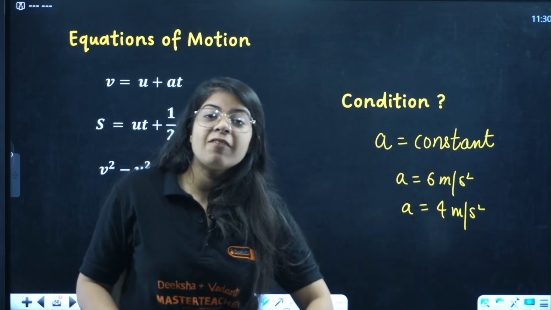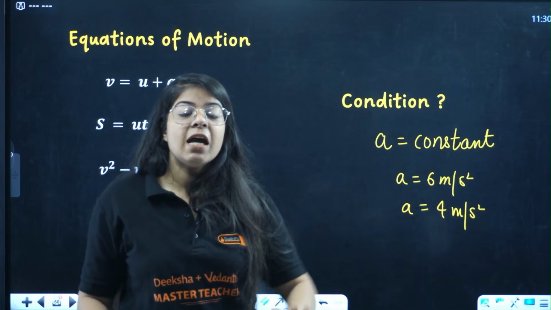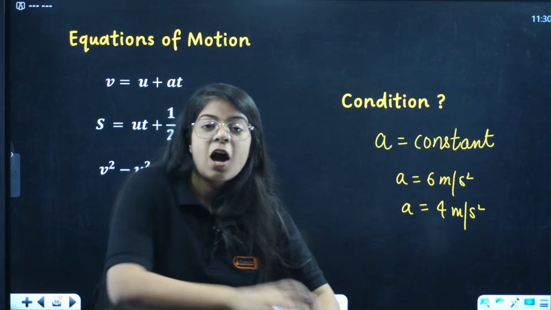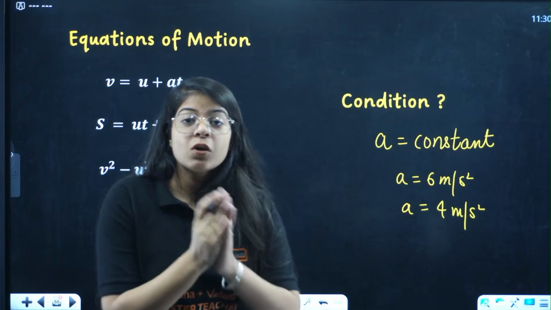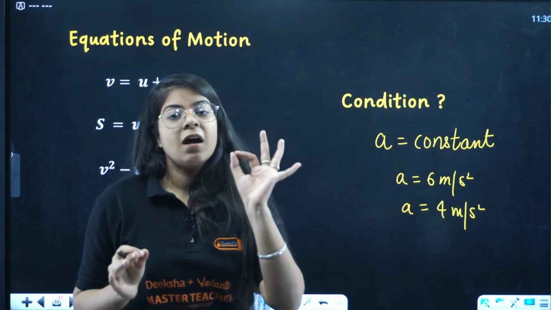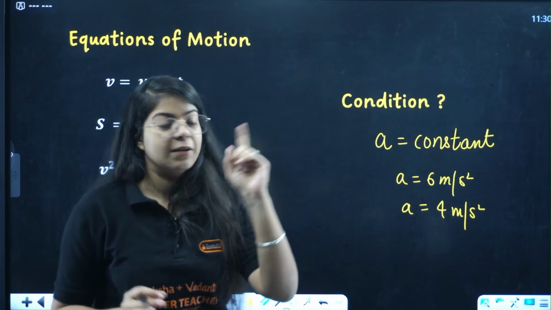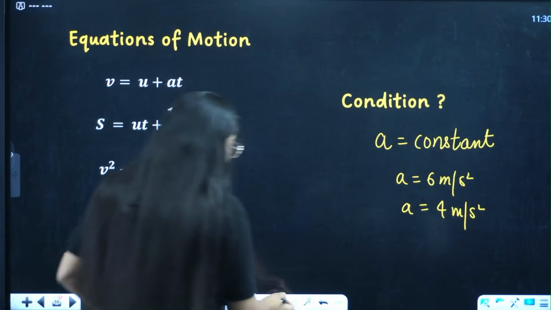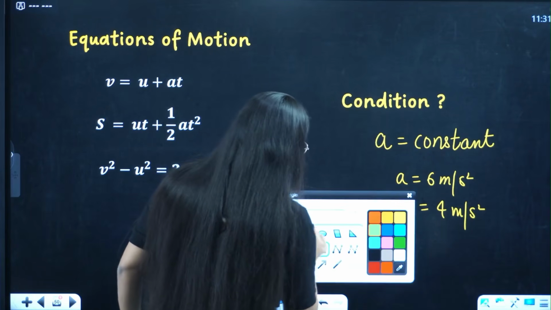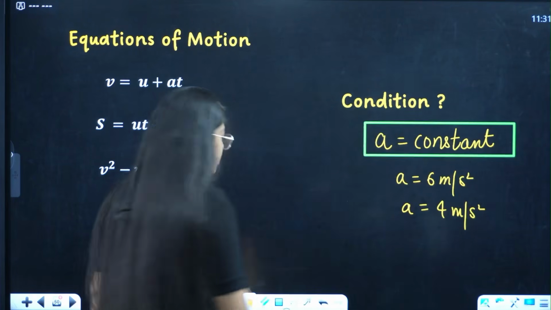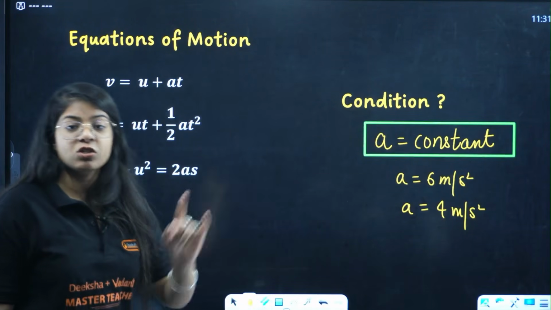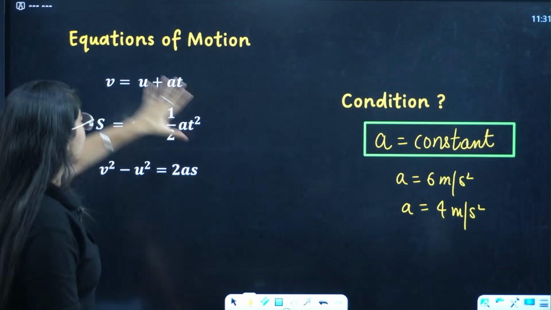You shouldn't have a case where acceleration was 6 meter per second square, and after 2 seconds acceleration becomes 10 meter per second square. In that case, these equations of motion will not be applied. They will always be applied in one single case, and that, my friend, is when your acceleration is constant. Then only these equations will be used. Now let's see the equations.